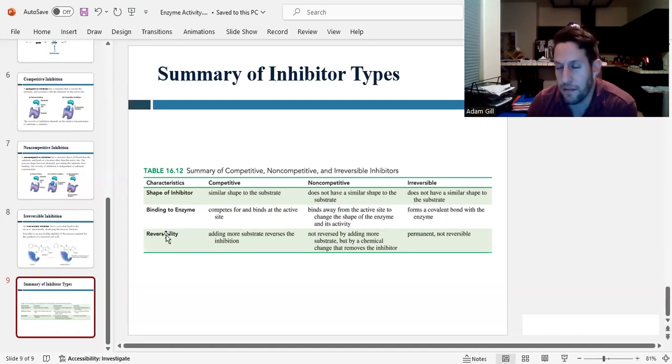And so the last topic is reversibility. So competitive inhibition can be reversed if you just have more substrate floating around. Non-competitive is not reversed by having more substrate because it's not competing. But eventually you can remove it from the enzyme. It's not a permanent thing. And then irreversible, they're permanent. You can't undo it. You just have to make new enzymes in your body.